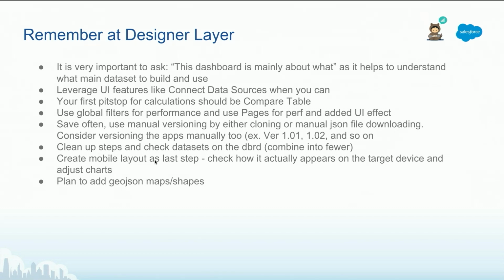Create the mobile layout as a last step. This way you minimize any modification, and always check how it actually looks on the device. And take the extra step to add JSON maps and shapes. They are very powerful. We've seen them at multiple customers, and they bring that persona or personification of the dashboard data to what the customer actually relates to or works with.